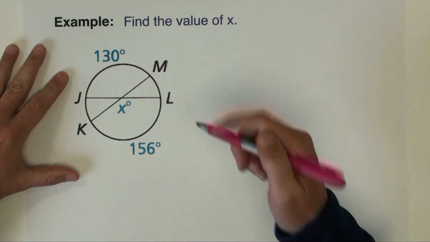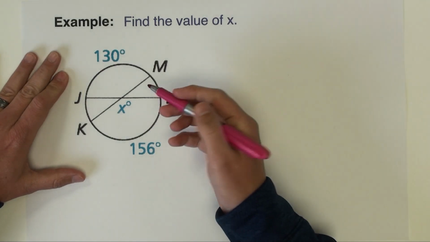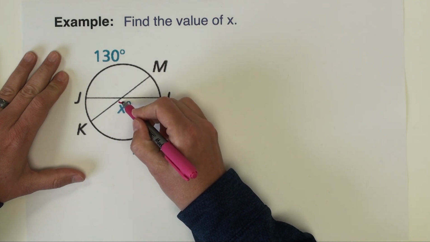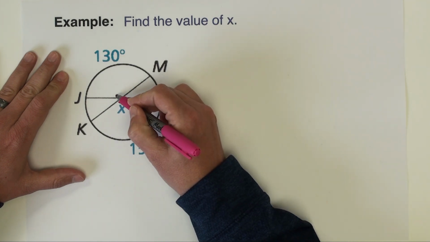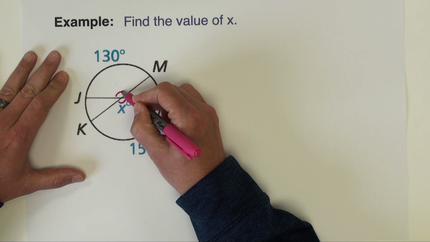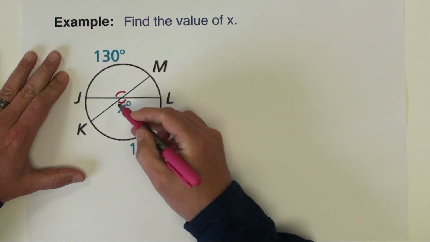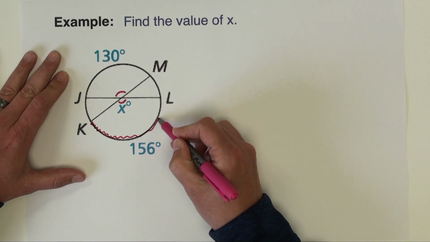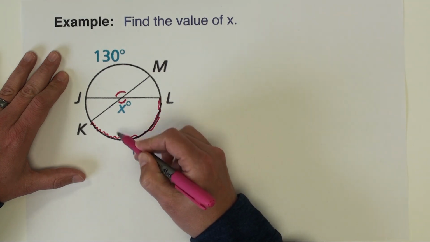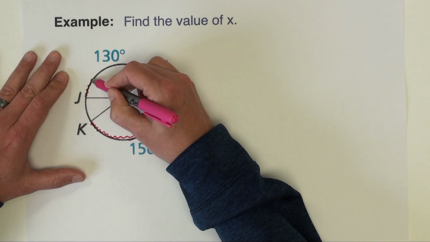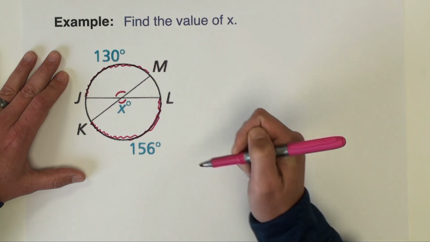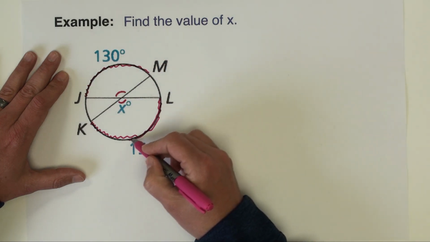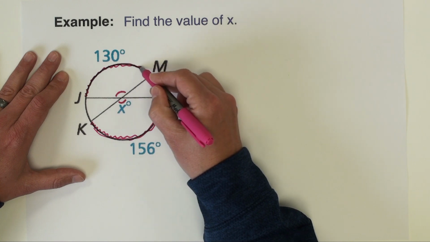First example problem, we're asked to find the value of x. So I'm looking for this angle right here. I'm going to use that angle and also the vertical angle to that angle. And then I want to look at the arc that the angle intercepts, which is this one right here, and the arc that the vertical angle intercepts, so that arc there. So we're going to use both of those two arcs.